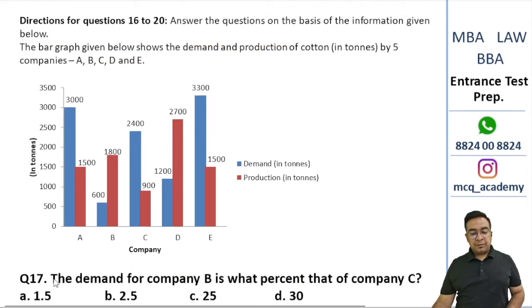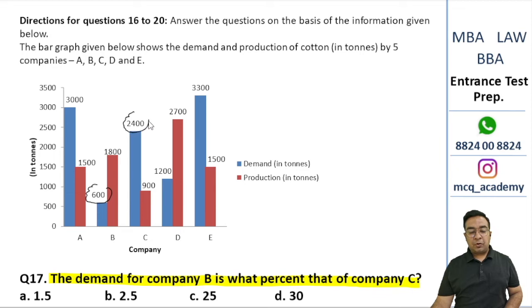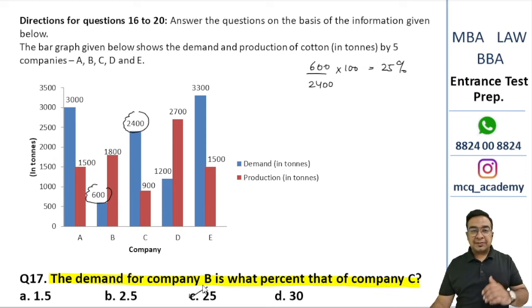Question number 17. The demand for company B is what percent that of company C? कंपनी बी की डिमांड की वैल्यू is equal to 600. This is what percent of the demand of company C. So demand for company C is equal to 2400. So you just need to divide 600 by 2400, multiply this by 100 in order to calculate the percentage value. So this is equal to 25%. You would mark C as the answer to this question.